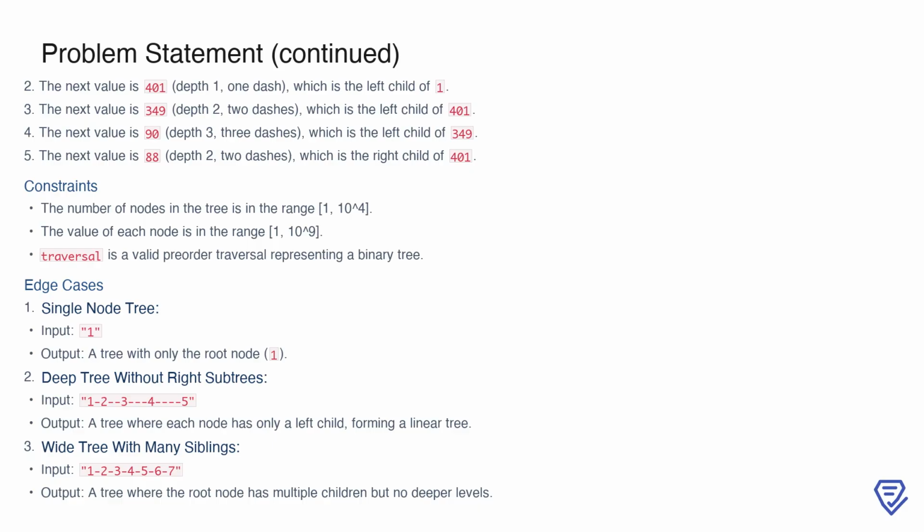The constraints of the problem specify that the input string will always represent a valid preorder traversal, and the number of nodes in the tree can be as large as 10,000. Node values are guaranteed to be in the range from 1 to 1 billion, ensuring that the input string can represent a wide range of binary tree structures.